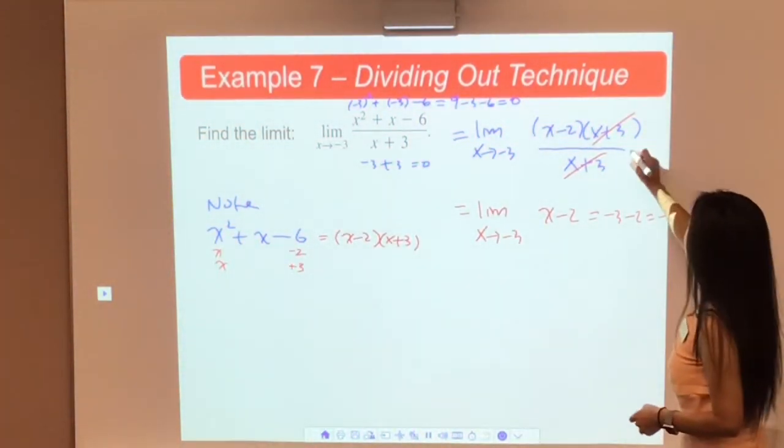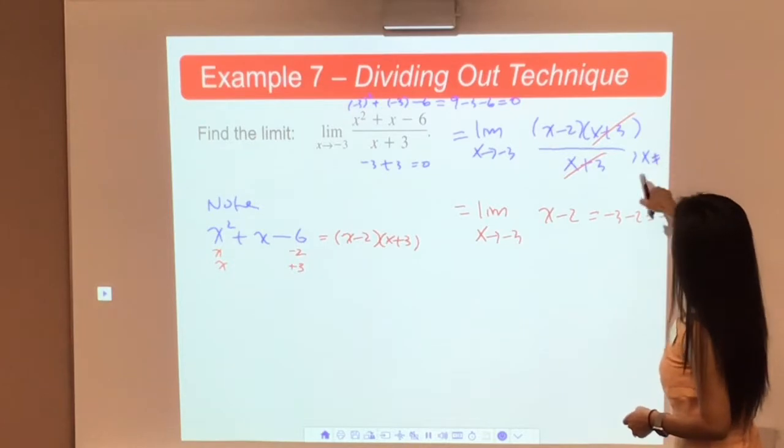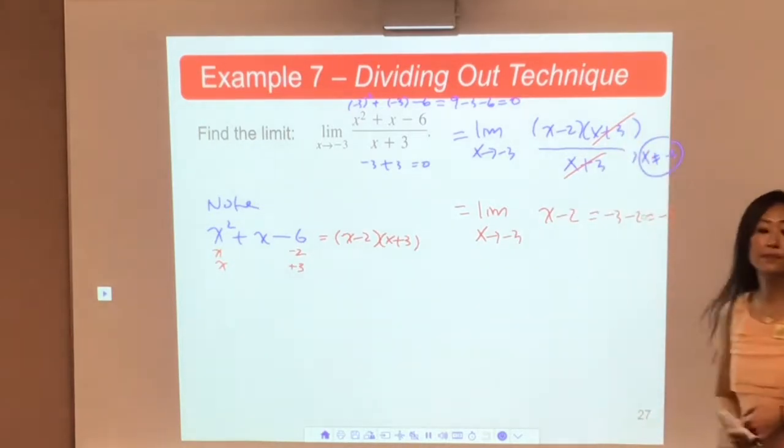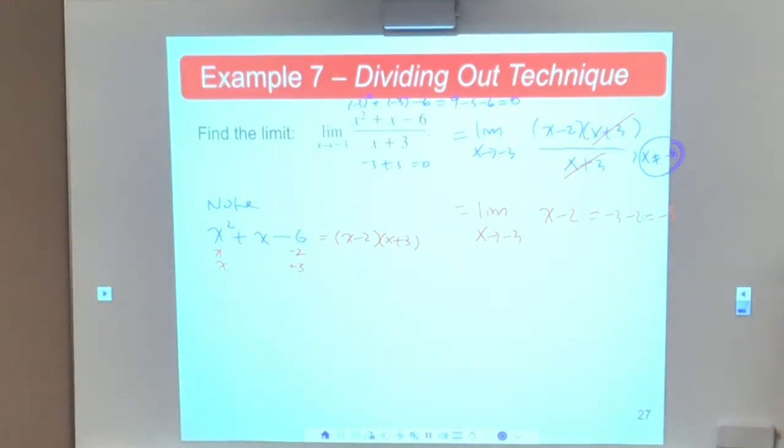But you have to say which one. You have to tell them I cannot use which number here. -3 in this case, right? But you did find your limit though, -5. Is everybody with me? Yes.